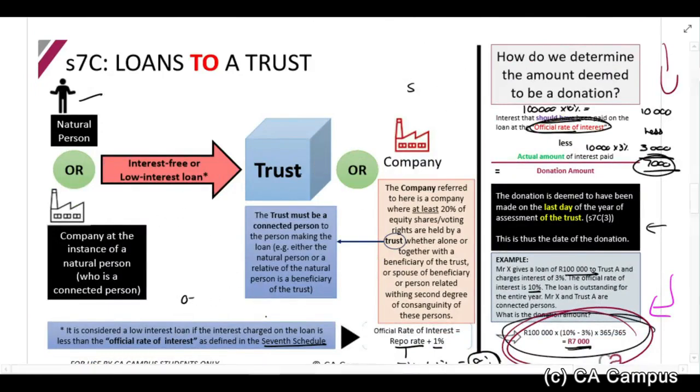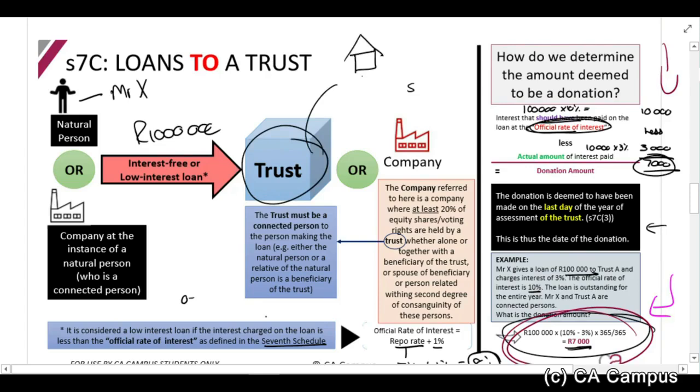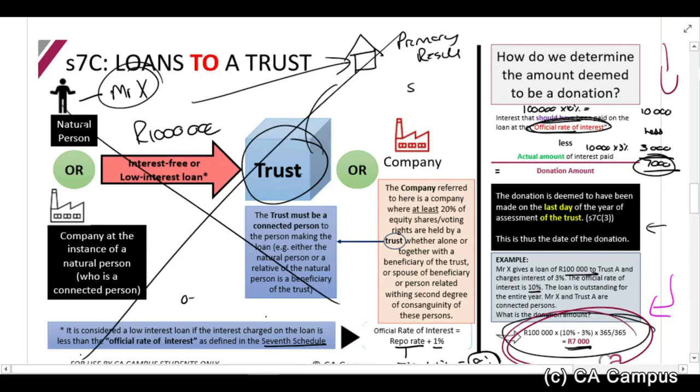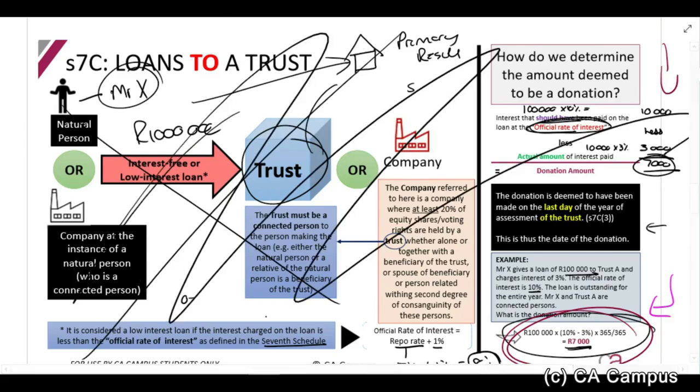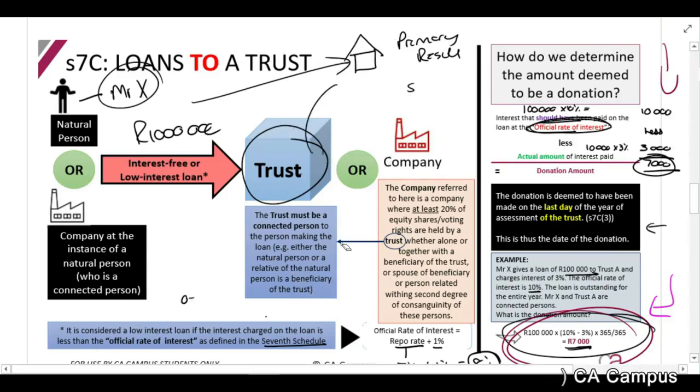So let's say Mr. X gives a loan of R1,000,000 to the trust, and the trust goes and buys a house. And Mr. X stays in that house and uses it as a primary residence. If that is the case, we don't do this section at all. Basically, what they're trying to say is that would be the same as if Mr. X went and purchased a house for himself. So just be aware of it. If they purchase a primary residence, it's not applicable. That's it.